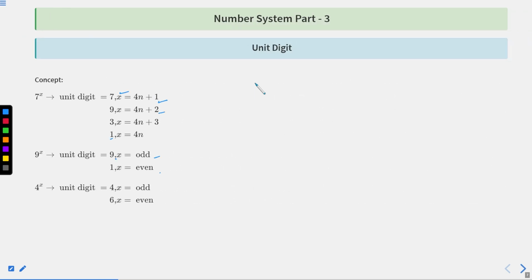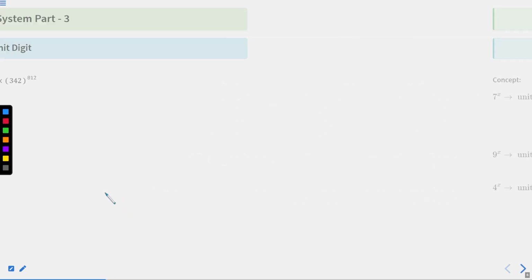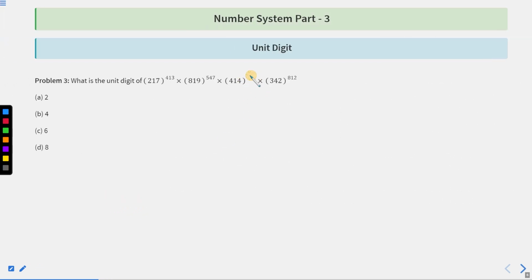For 414 to the power 624, here we have 4 as a unit digit. For that, the rule is: if x is odd, then the unit digit will be 4, and if x is even, the unit digit is going to be 6. The number in the power here is 624, which is an even number. I hope you know what even numbers and odd numbers are, because we have already discussed it in lecture number 1 for number system. If you don't know, I would suggest you to have a quick revision of that video.